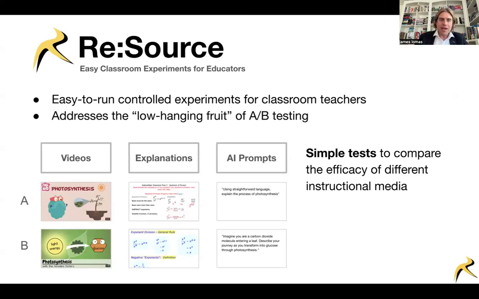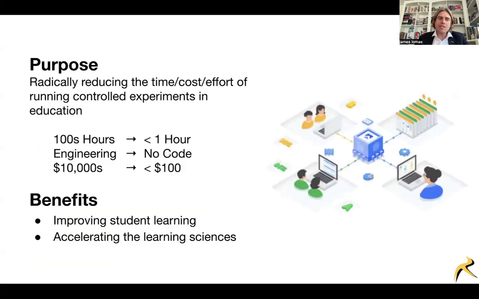fruit of A/B testing. It won't support any kind of test, just simple tests of the efficacy of different instructional media, like which of these two videos produces better learning, or which explanation is more clear, or which AI prompt is more engaging. Within these constraints, we can radically reduce the time and cost of educational experiments from hundreds of hours to less than an hour. These experiments can directly improve student learning outcomes and accelerate the learning sciences.